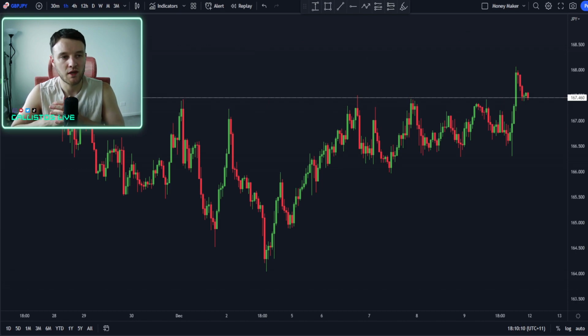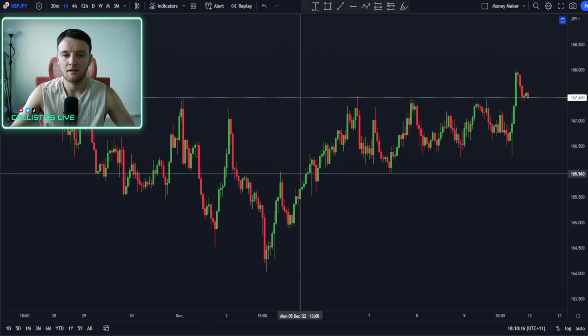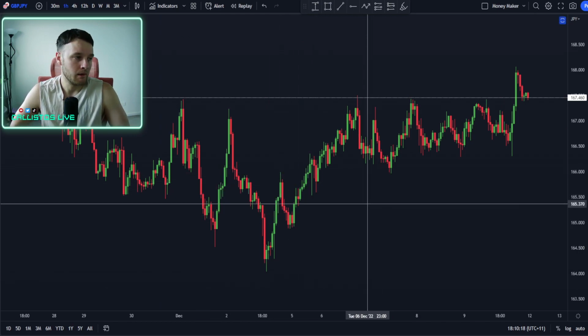This is a trade recap for a GBP JPY trade that I took earlier this week. I think this was on Monday, yeah, Monday the 5th of December. I'm just going to break it down and go through what I was thinking when I was taking it, and as I was in the trade, and we'll go over a few things like that.